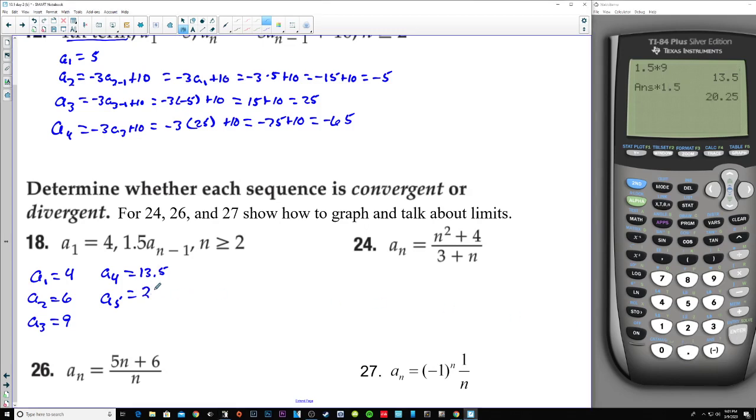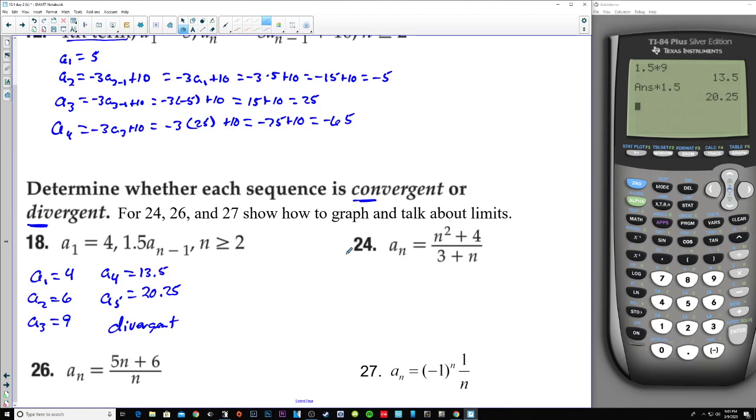And we start to decide, are we getting the sense that this is actually going to level off to something? Is it going to be convergent, or do we feel that it's just headed off to infinity and is divergent? Well, if you just keep multiplying by 1.5, the number is just going to keep increasing and increasing. So this is headed off to infinity, which means it's divergent.